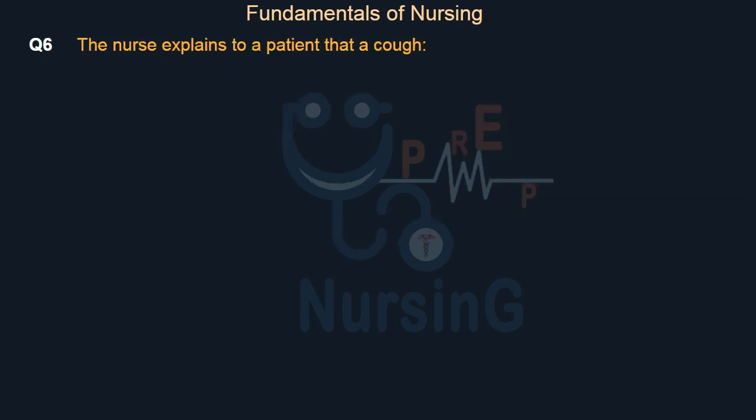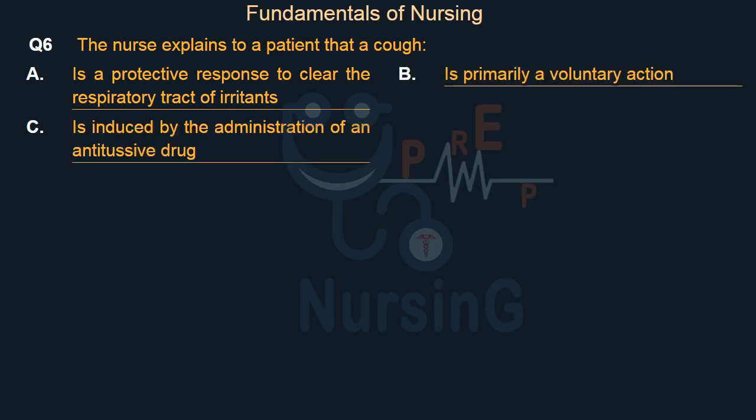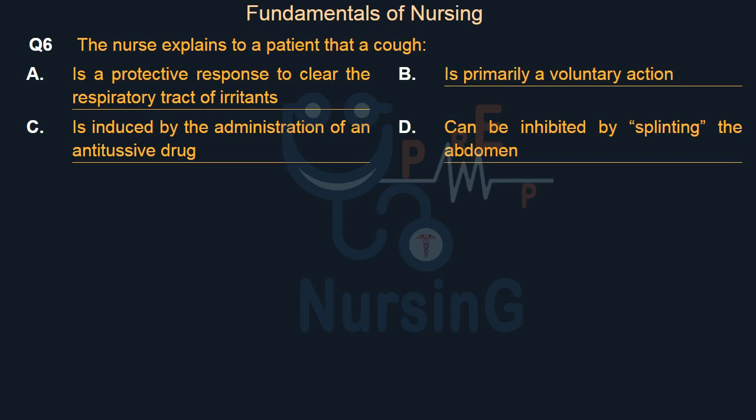The nurse explains to a patient that a cough: Option A. Is a protective response to clear the respiratory tract of irritants. Option B. Is primarily a voluntary action. Option C. Is induced by the administration of an antitussive drug. Option D. Can be inhibited by splinting the abdomen. Right answer is Option A.